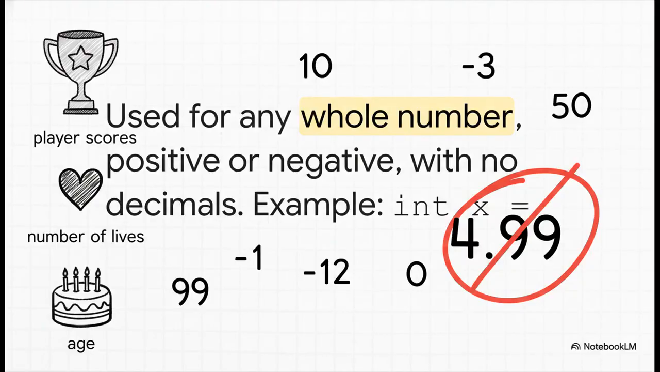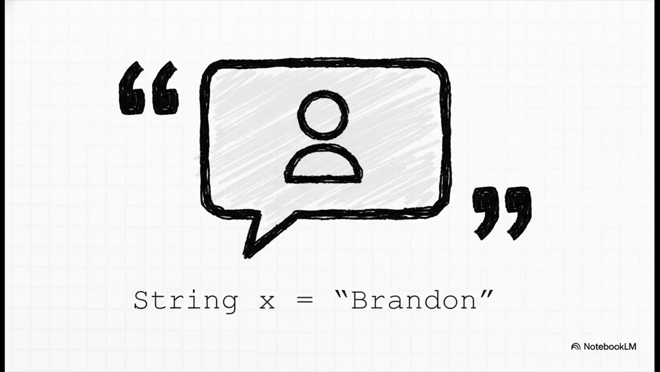First up, we've got the integer, or int for short. This is your go-to for any whole number, positive or negative. We're talking player scores, lives left in a game, your age, just no decimals allowed here. Next, the string. Anytime you need to store text, like a username, a message, the title of a level, you use a string. And the computer always knows it's text because you wrap it in quotation marks.